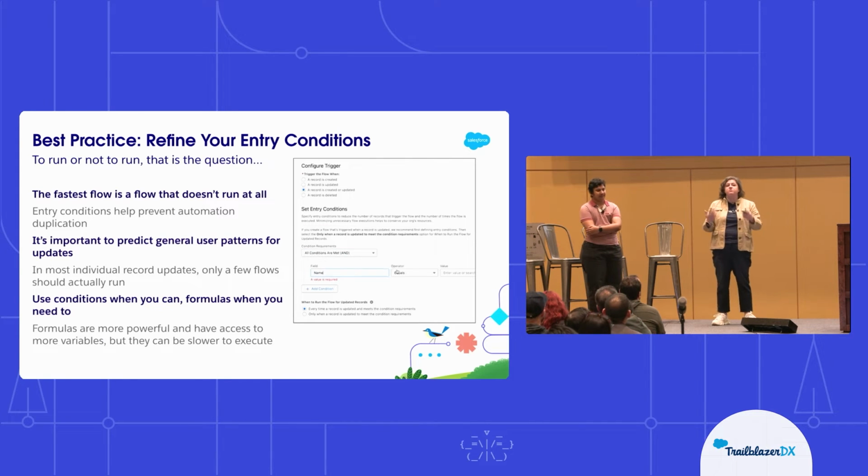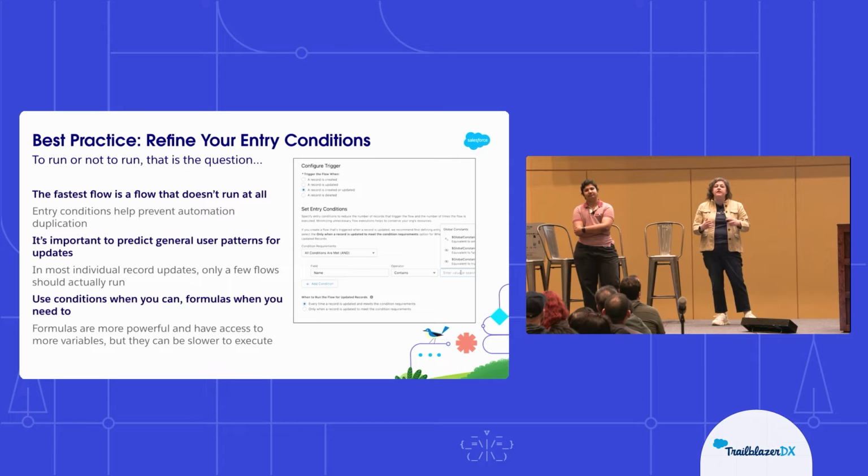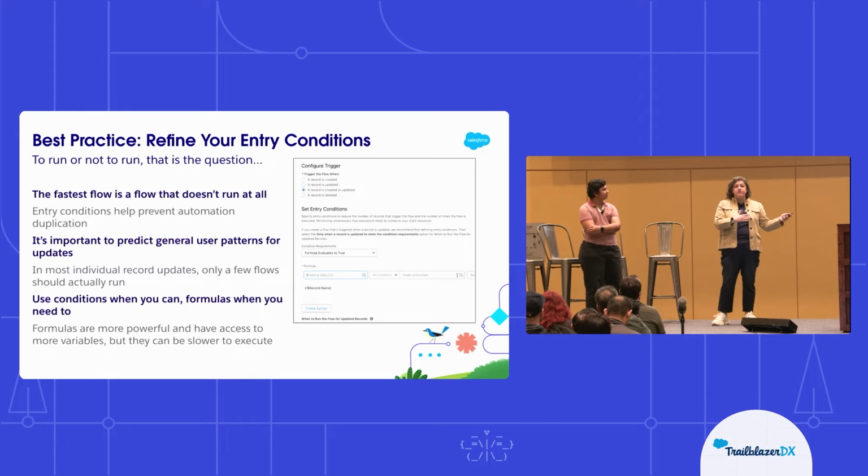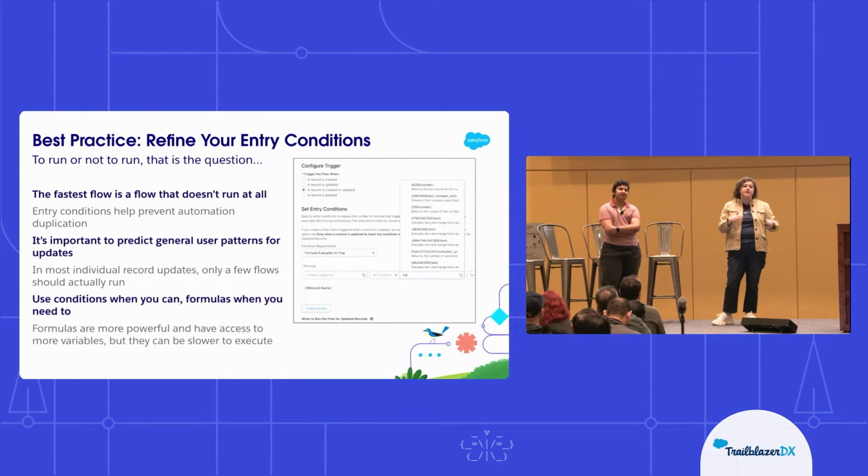So this is where it's really important to do user testing, to understand your behavioral patterns and think about functional testing, and really think about, in a particular common scenario, like changing the opportunity stage or something, how many flows are really running, and should those things be combined or split up? So that's going to be the place to start.